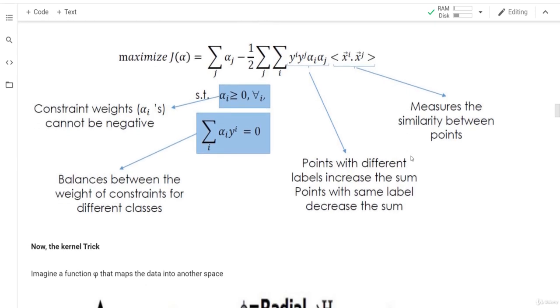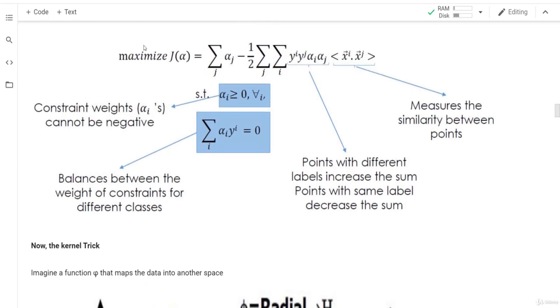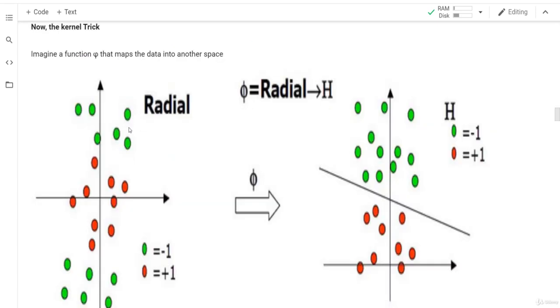Now, let's introduce the kernel trick. So this is the equation. We don't really understand what is happening here yet. This is the SVM equation, and this is for measuring the similarity. Now let's understand the kernel trick.